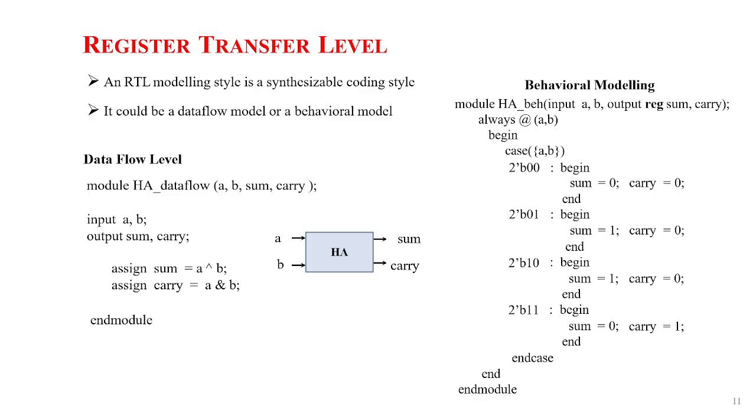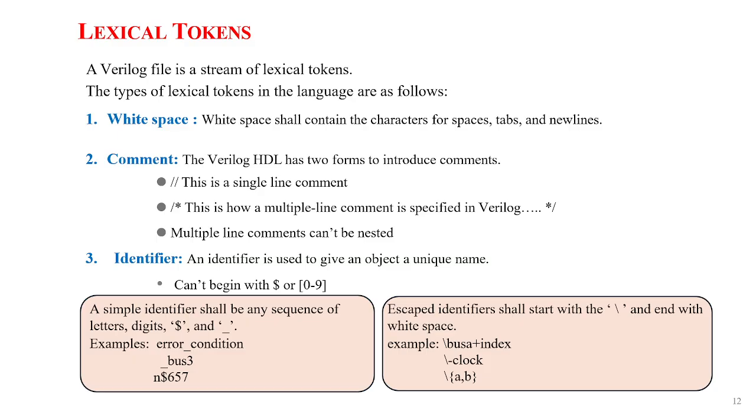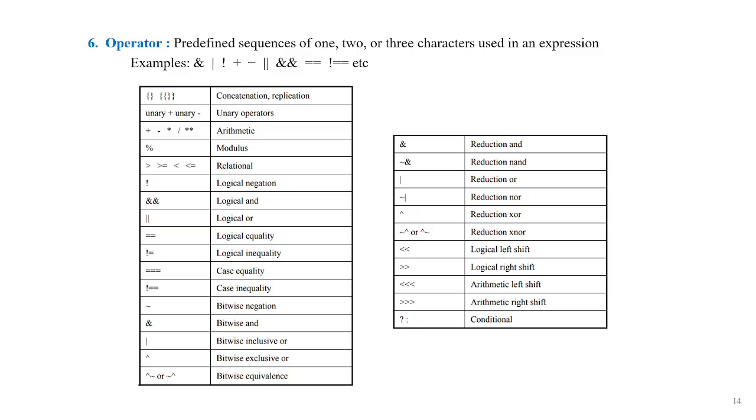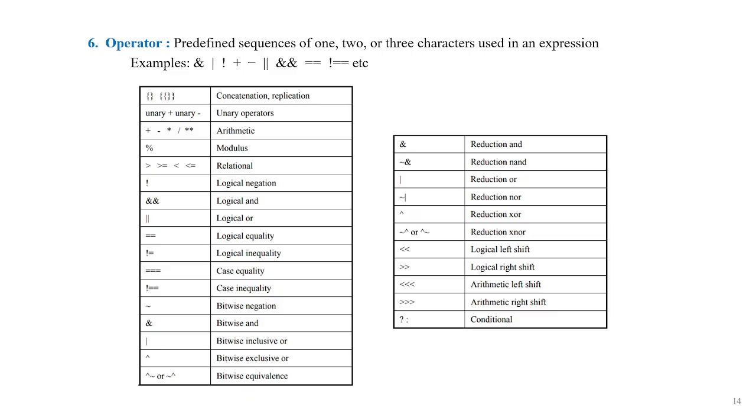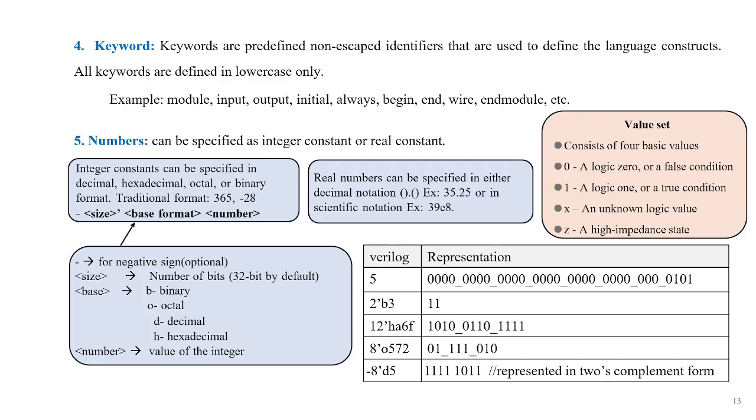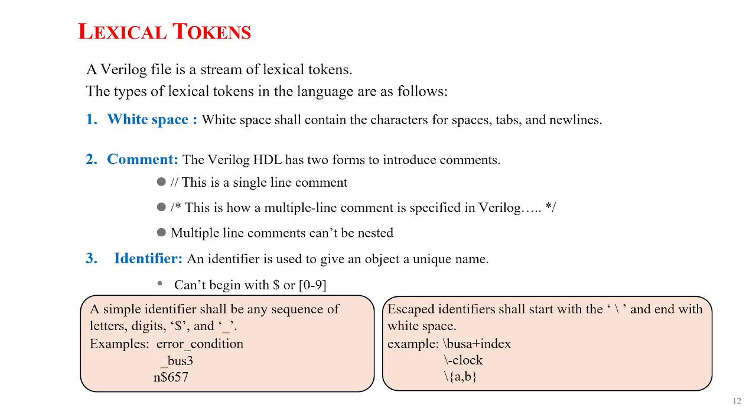Okay, any queries? So next we'll see lexical tokens and keywords, and mainly we'll discuss the operators. Data types we'll see tomorrow. Lexical tokens: a Verilog file is a stream of lexical tokens.